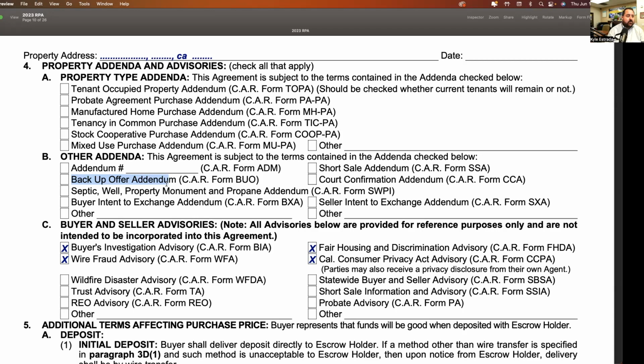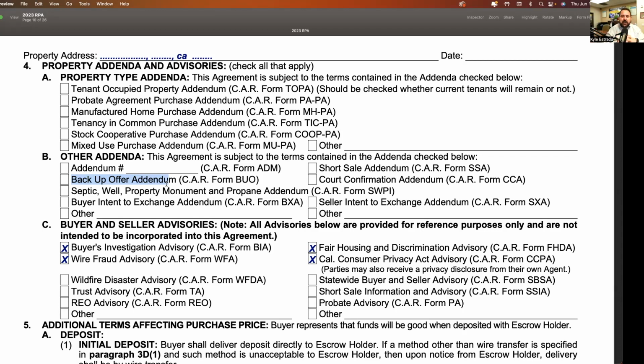The buyer's intent to exchange addendum and the seller's intent to exchange addendum, those should be incorporated at the beginning. When I'm a buyer and I'm writing an offer that I'm exchanging out of a property into the property I'm writing an offer on, I need to include my buyer's intent to exchange addendum. It's like a soft contingency, basically, right? It's not a contingency of sale, because that property doesn't technically have to sell before I can identify properties after the fact, things like that.